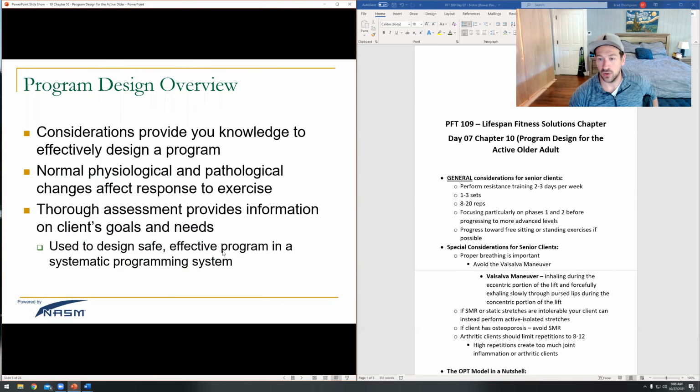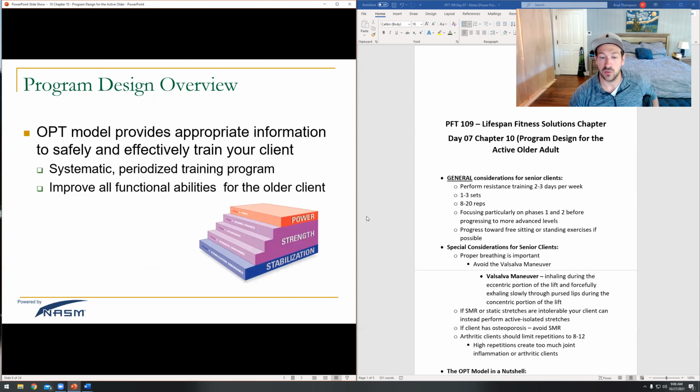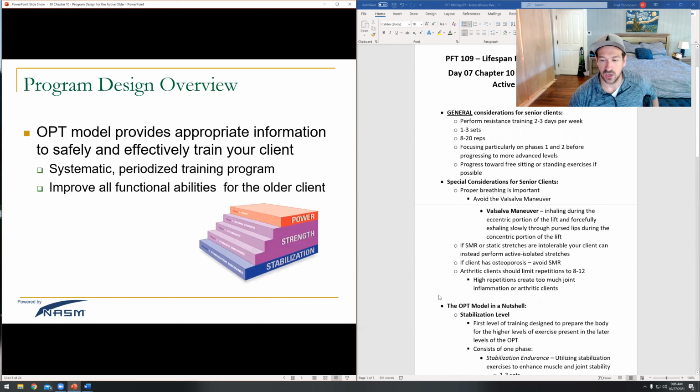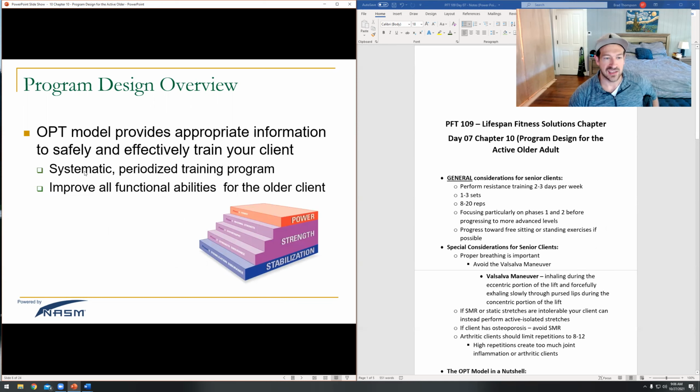And then we need to make it always designed based on their posture and where we've progressed them throughout the OPT model. So the OPT model, NASM loves to always say this: it is systematic, meaning it is moving from stabilization to strength to power, but it's also moving from high reps to medium reps to low reps. And it's also periodized. It allows you to cycle through things, which is going to be great for improving all of the functional capacities here.